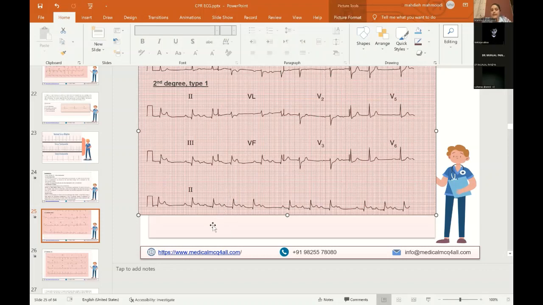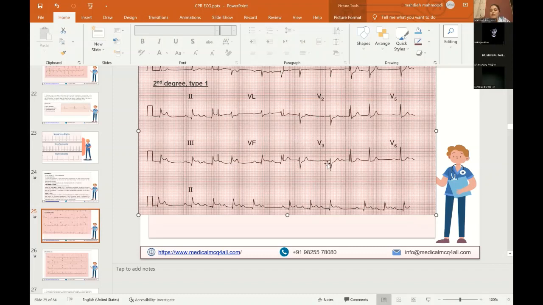Here you can see an ST segment elevation in leads 2, 3, and AVF. So this block is probably due to an inferior wall ST elevation MI. So here you have a second degree type 2, okay? Here you have one P which is not followed by a QRS, it's not conducted, okay? And one more P which is not conducted, okay? So this is second degree block type 2.